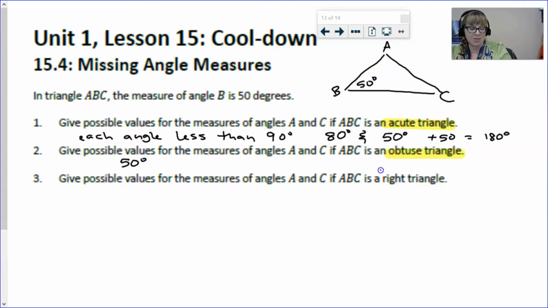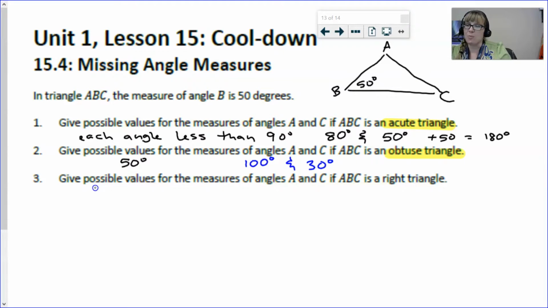You do need to make sure that you're picking a number that will still allow us to add up to 180 degrees. So 50 degrees, maybe I will choose 100 degrees. That's obtuse. And 100 plus 50 is 150. The other angle would have to probably be 30 degrees. Is that the only option? Nope, you have a lot more options.